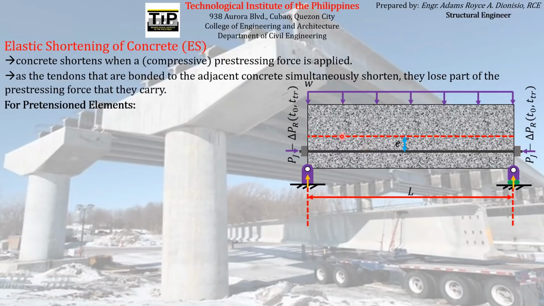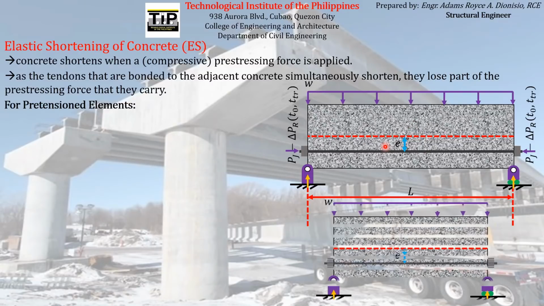So again, when the prestressing force is transferred to the concrete element, it compresses the concrete, thereby making the concrete experience what we call shortening. Let us call the total magnitude of that shortening delta ES, the deformation due to the elastic shortening of concrete.